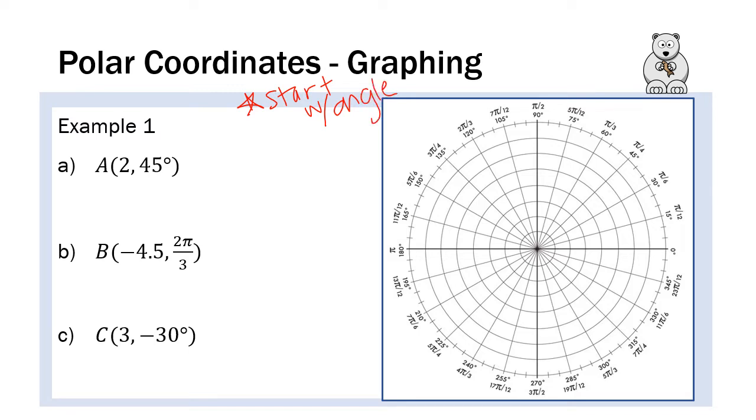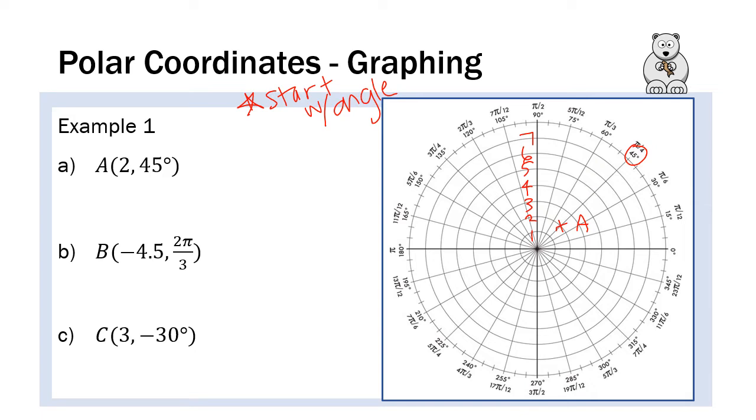So we're looking for 45, there it is. And we're going out 2, 1, 2. That's point A. And as you saw, I counted the rings. So I have 1, 2, 3, 4, etc. Each ring is the radius of that circle. And so that's why we count the rings.